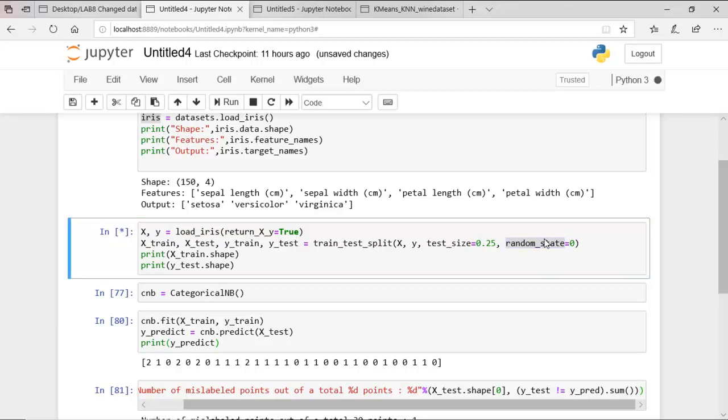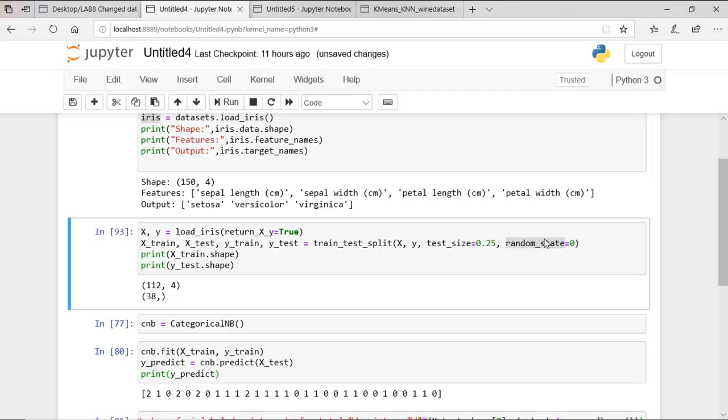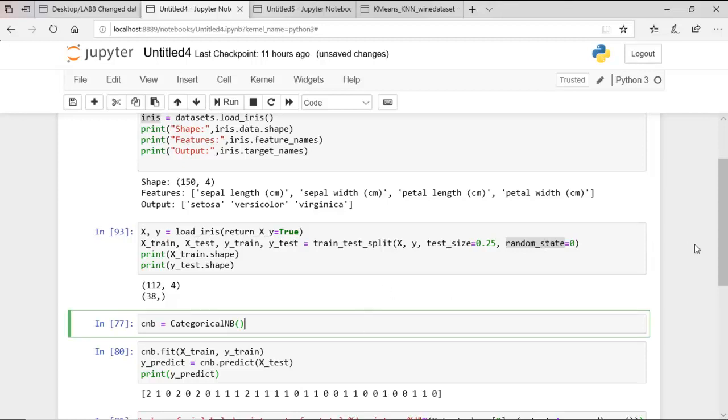Now, having done this, let us print. You can see that since we have a total of 150 divided in the ratio of 75/25, you have 112 rows for training and 38 as your test output. Now we are planning to use categorical naive Bayes and hence we are creating an object for that. Then again the procedure is very simple using sklearn.